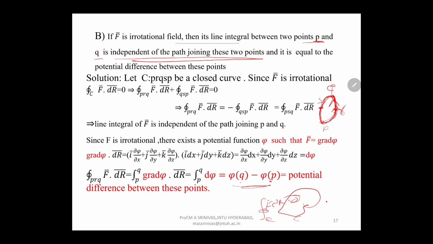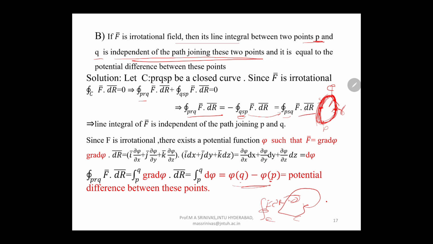Since f bar is irrotational, as I just proved, the line integral over this closed curve, integral over C of f bar dot dr bar, is 0. But what is this closed curve? It is the curve PRQ plus the curve QSP. So the closed curve is the union of these two curves. I'll bring this to this side. So PRQ, f dr, and QSP in this direction. If I move in the reverse direction, PSQ, then the negative sign will go. QSP, written in the reverse way as PSQ, is then equal to this.